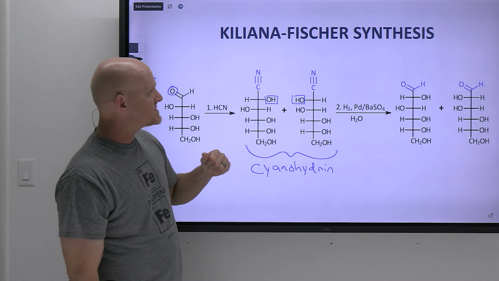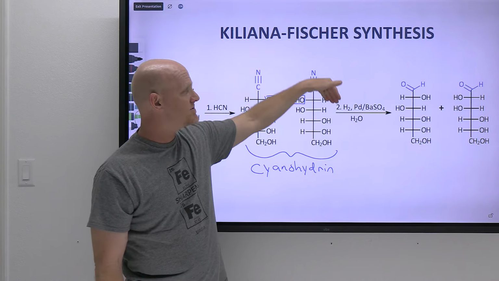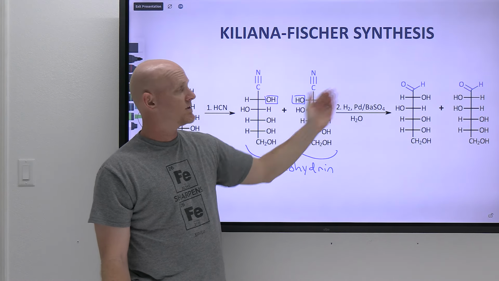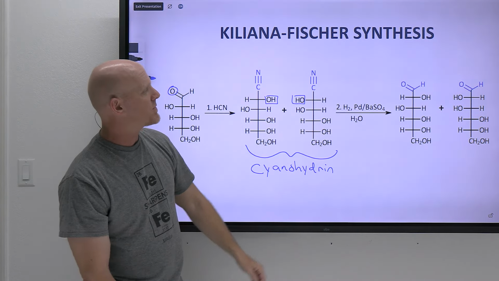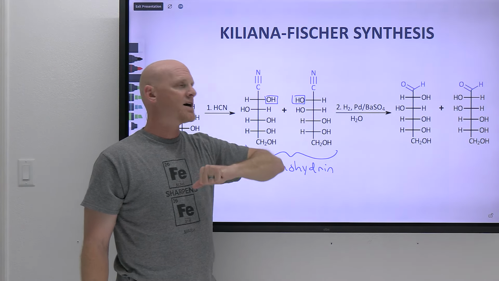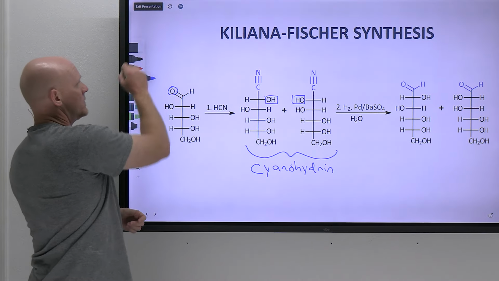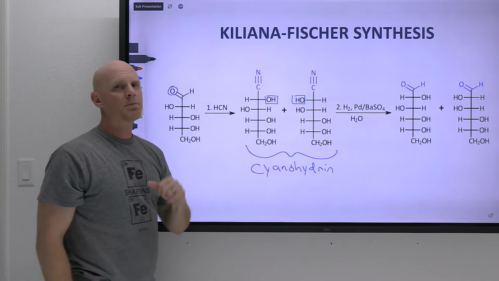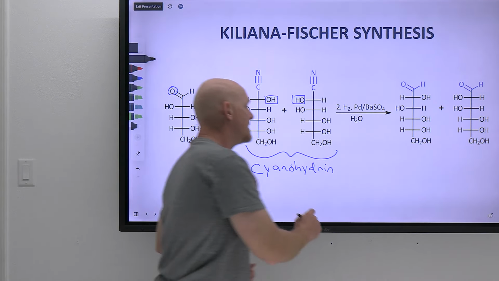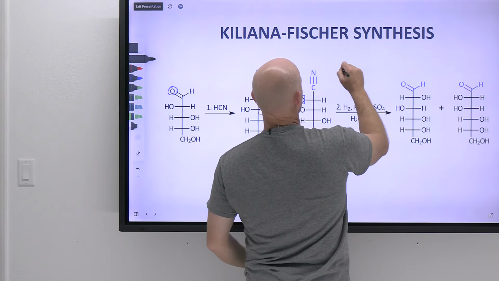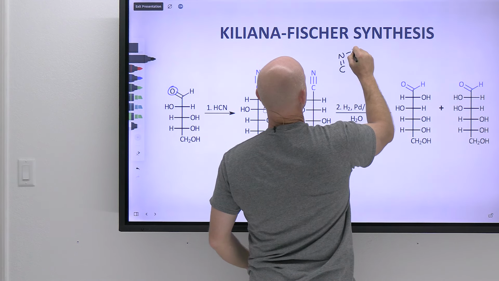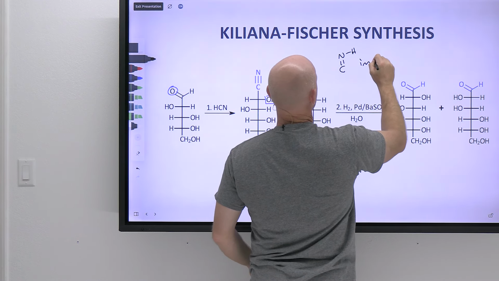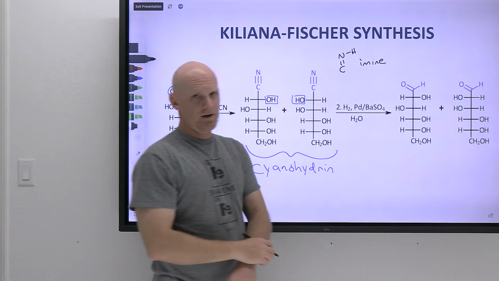Now, we're going to reduce these cyanohydrins using hydrogen and a poison catalyst. This might look like Lindlar's catalyst. But we're going to do it under aqueous conditions, which is going to have one key effect here. What's going to happen is this carbon-nitrogen triple bond is going to get reduced to a carbon-nitrogen double bond. And that carbon-nitrogen double bond is going to look a whole lot like an imine.